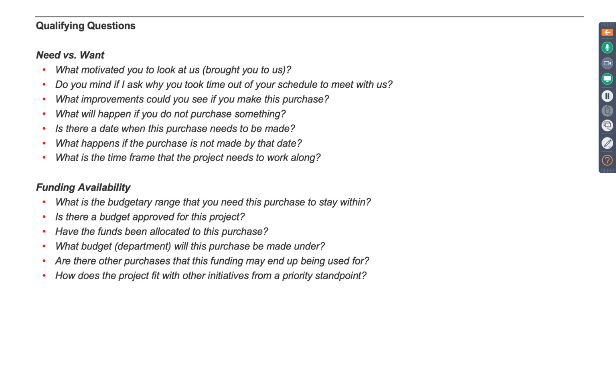There are also qualifying questions that you can ask, and I divide qualifying questions into 4 categories. First, you have need versus want. These are questions you could ask to probe to see if your prospect genuinely needs what you have or if it's more of a want. You should find out if your prospect has the ability to spend, has money to spend and the financial ability to purchase from you. And here are some funding availability questions.